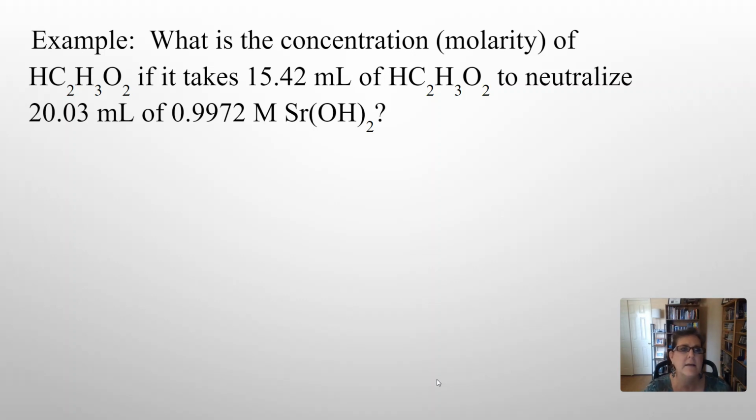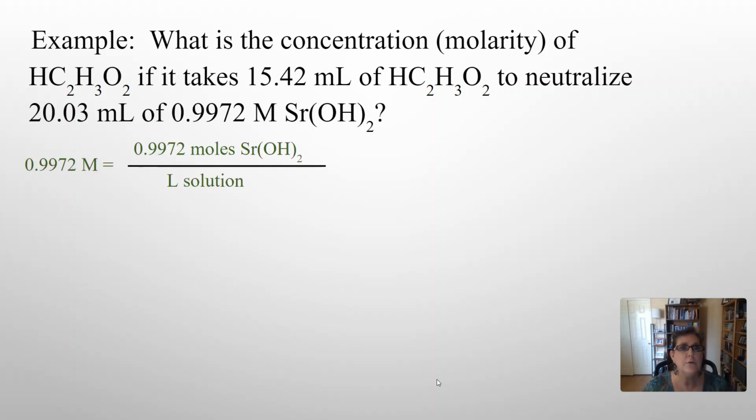It's acetic acid. So this is not what we just did, because that we were finding liters, right? It was liters to moles to moles to liters. We were finding liters. This is asking for concentration. So this is different. Okay, this is asking for concentration. Again, we're going to do this in lab. Remind you that 0.9972 molar means 0.9972 moles per liter. That is a conversion factor.